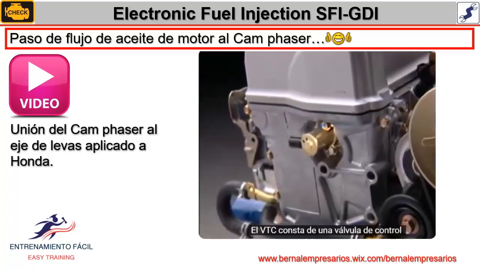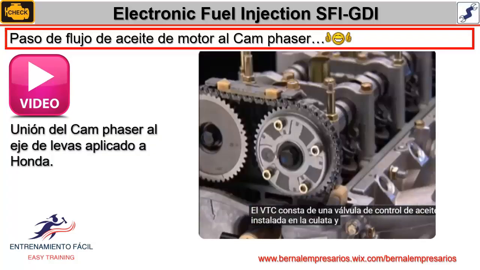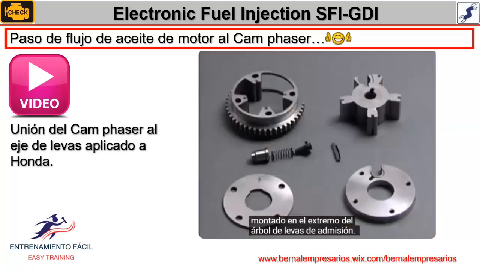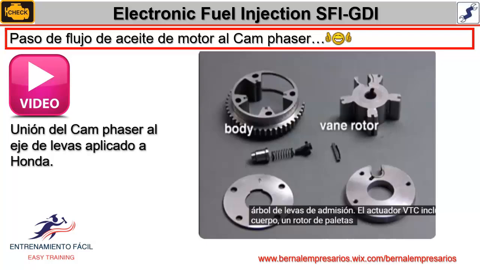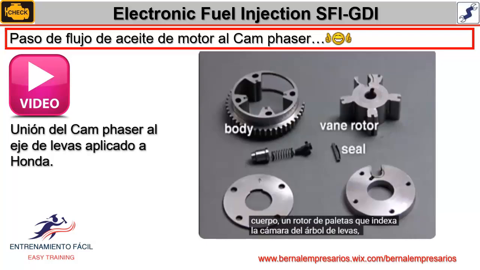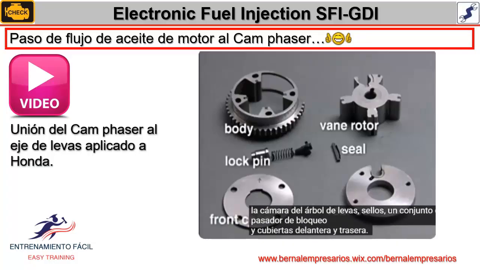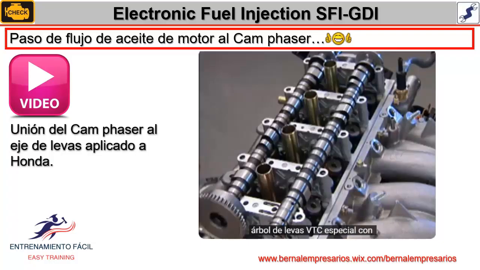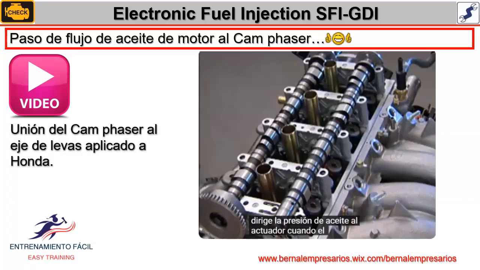VTC consists of the VTC oil control valve installed in the cylinder head and a hydraulically controlled VTC actuator mounted on the end of the intake camshaft. The VTC actuator includes a body, a vane-type rotor that indexes to the camshaft, chamber seals, a lock pin assembly, and front and rear covers. A special VTC camshaft with extra oil passages directs oil pressure to the actuator.